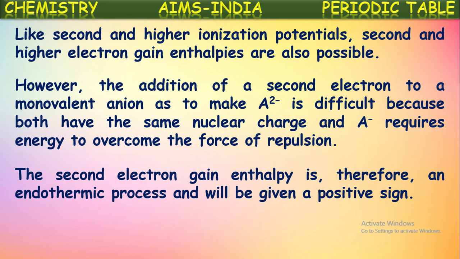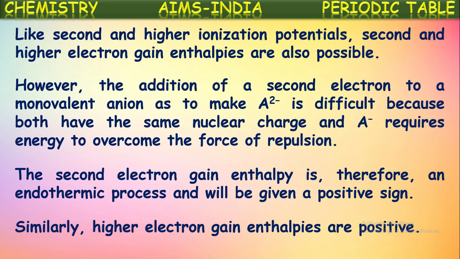If it is an exothermic process, in the chemical equations that energy is represented with a negative sign. If it is an endothermic process, then it is denoted with a positive sign. Similarly, higher electron gain enthalpies are also positive. That means they are also endothermic in process.